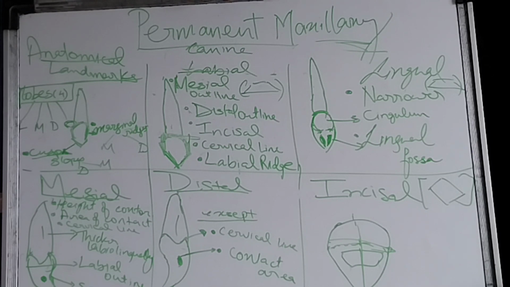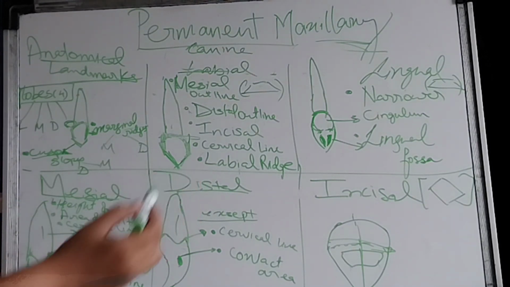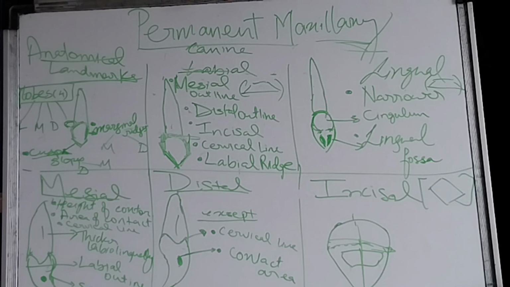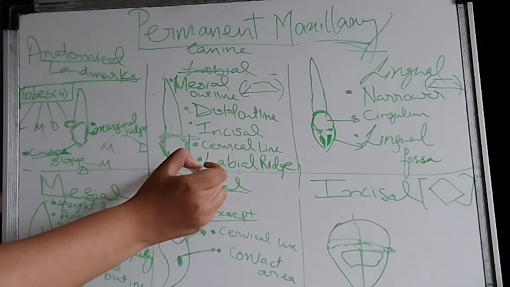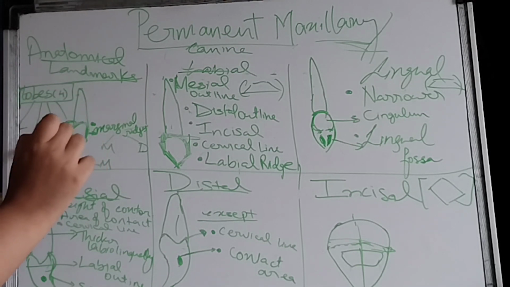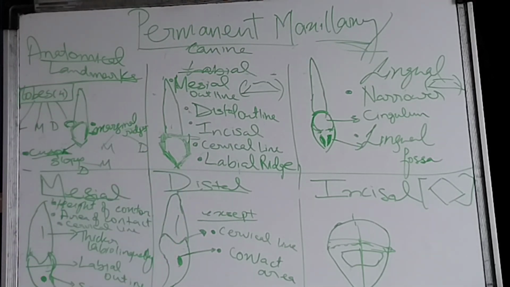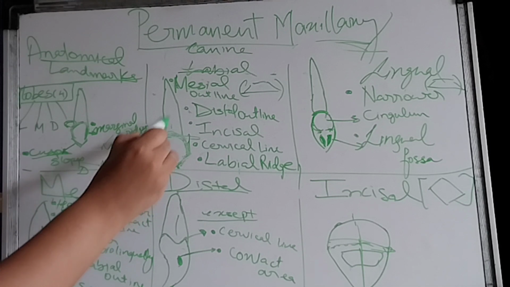Now the incisal outline. It is formed by the two slopes which extend downwards mesially and distally from the contact area to the cusp tip at the midline. As we discussed in the anatomical landmarks also, the cusp slopes form the incisal outline. Now coming to the cervical line. The cervical line points apically like this, to the root apex.